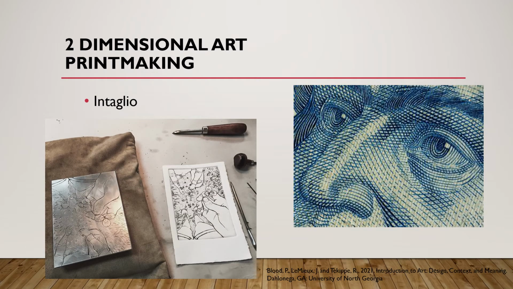Intaglio takes a metal plate of some sort and scratches the design into the surface. You can kind of see that on the left-hand side. Then ink, a really stiff ink, is applied to where it goes into those scratches. And then you put your paper onto it, you roll it through a printing press, and that forces the paper into those scratch marks to pick up the ink. A lot of money these days is made with intaglio printing.